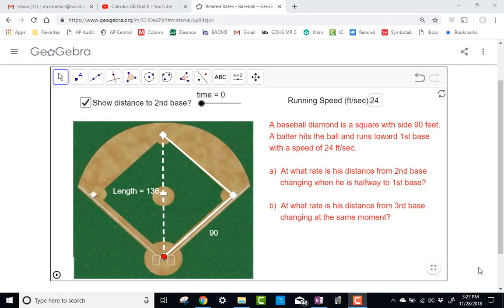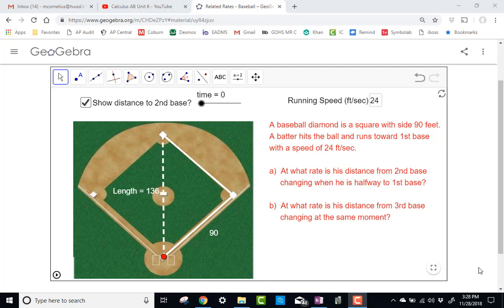Okay, so for our next problem here, we're going to take a look at a runner going from, it says, a baseball diamond is a square with sides of 90 feet. A batter hits the ball and runs towards first base with a speed of 24 feet per second. Question A says, at what rate is his distance from second base changing when he is halfway to first base?